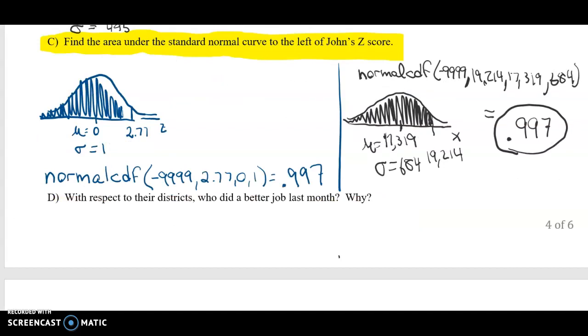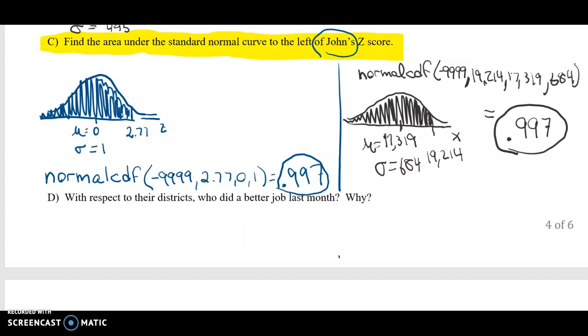Here you can see on the left-hand side that using z-scores, you come up with the area to the left as 0.997, but you can also do this problem using the information given in the problem without the z-score conversion, in which case you're still using normal CDF and you still come up with 0.997. And as we talked about before with respect to their districts, who did a better job last month, and that would be John. The area under his curve is greater and his z-score was more extreme.